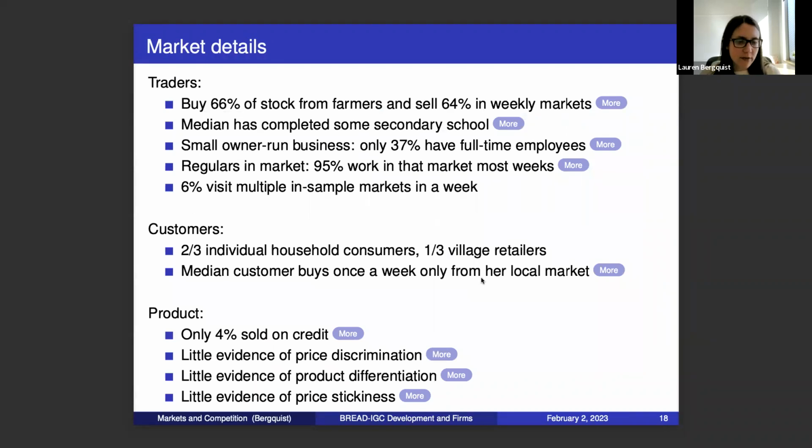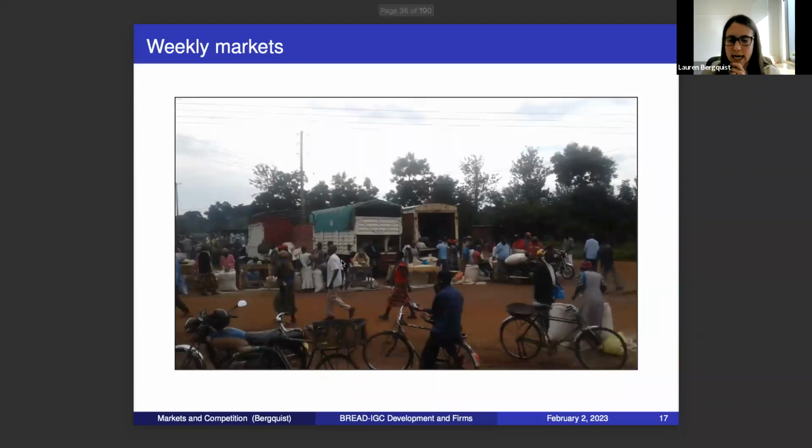I think I'll skip most of this. Let me say, I think the basic thing to take away here is this is pretty much a spot market of pretty homogeneous goods. So there's very little sold on credit. There's not much evidence of price discrimination or product differentiation or price stickiness. So you might think this is actually a pretty competitive market. On the other hand, you can see these guys are sitting right next to each other. It's not so hard for them to observe each other's prices and talk.